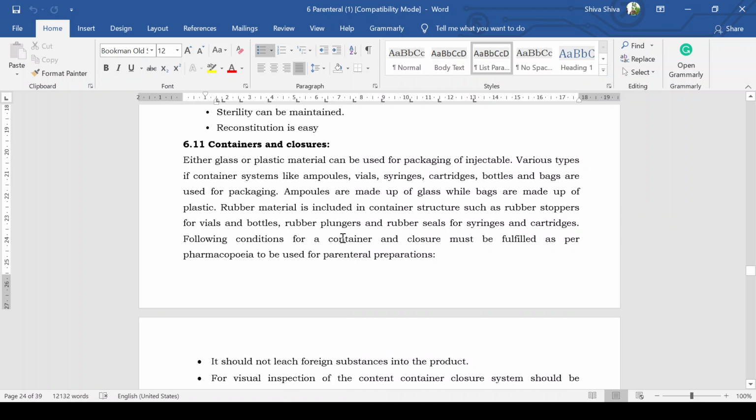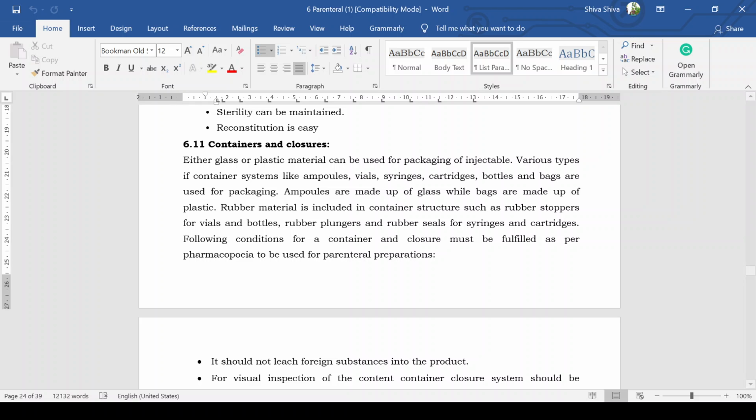Good morning, class. In this lecture, we will see containers and closures which are used for the packaging of parenteral products. So, we have seen various parenteral products like parenteral injections, parenteral suspensions, parenteral emulsions, parenteral lyophilized powders. So, for packaging of these parenteral products, various types of containers and closures are used.